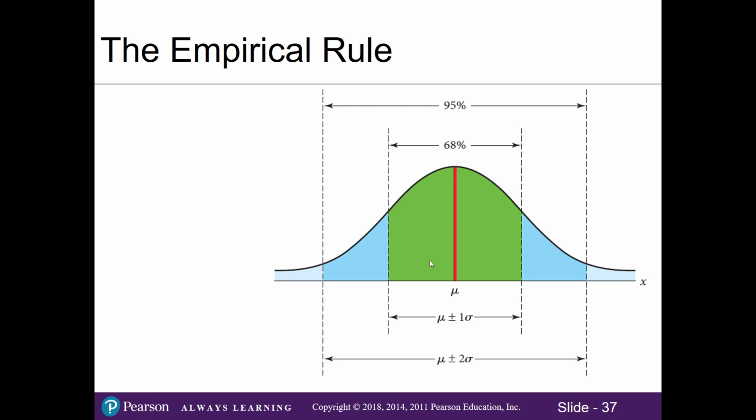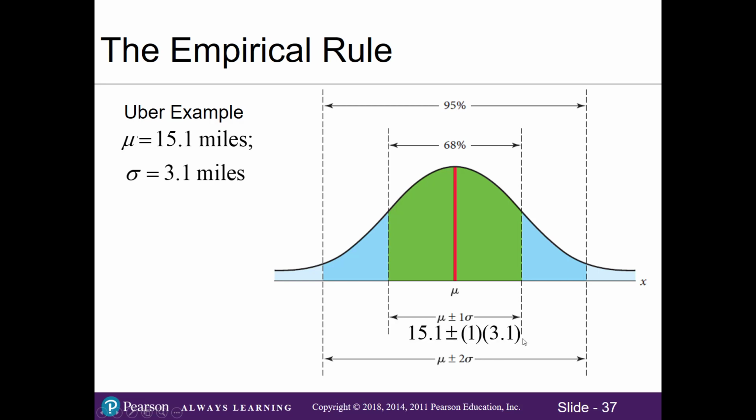So let's look at an example of how we could use this rule to estimate our data. Imagine in San Diego that we've collected data on Uber rides, perhaps because you're interested in seeing if it's worth becoming an Uber driver. It was found that our population mean is 15.1 miles per ride, and that the standard deviation is 3.1 miles. So we'll go ahead and plug in our mean and our standard deviation right here.